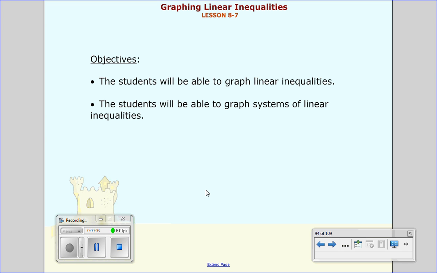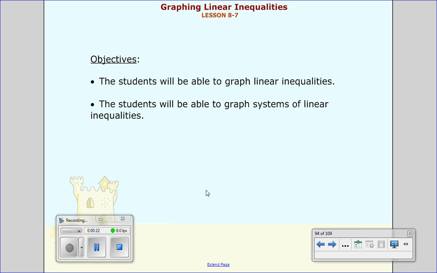Hello and welcome to Lesson 8-7 on graphing linear inequalities. This is the last lesson in Chapter 8, so yay! We'll be moving on to 9 before you know it. In tonight's lesson, you're going to be able to graph linear inequalities. You're also going to be able to graph systems of linear inequalities.